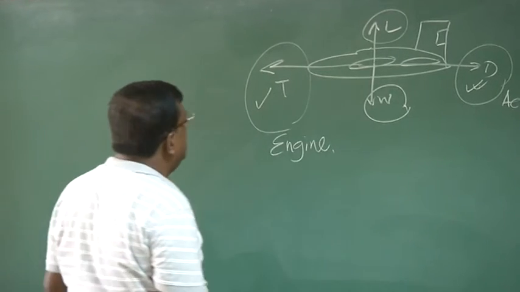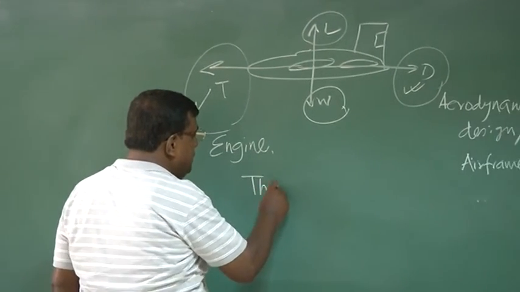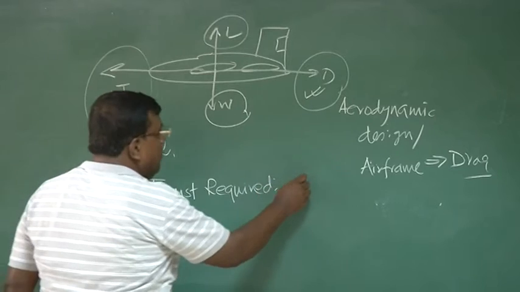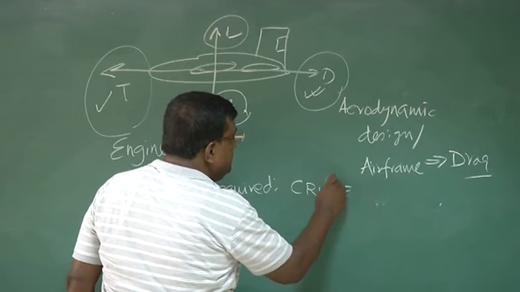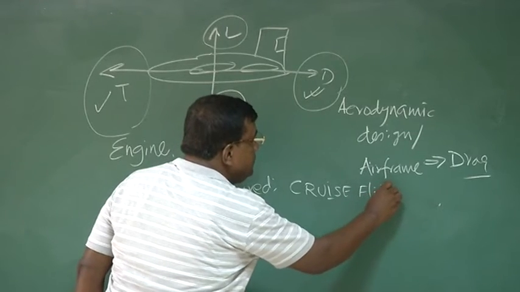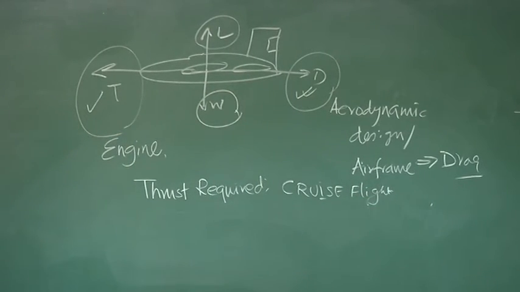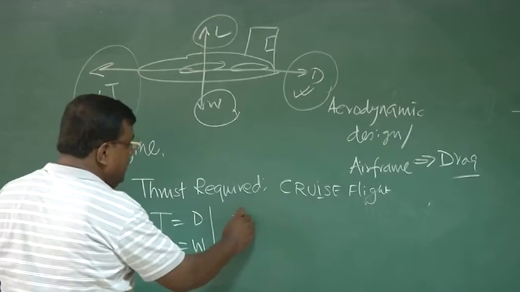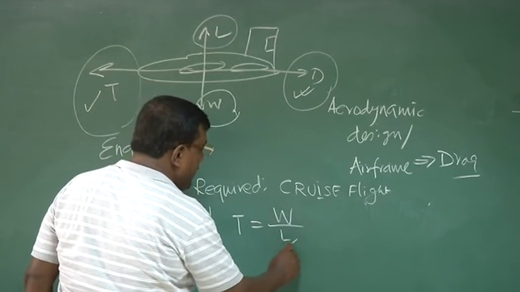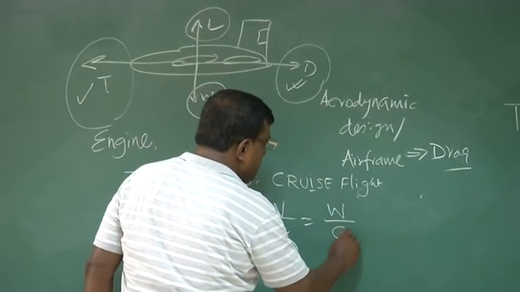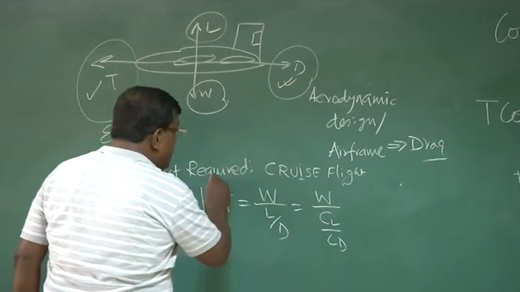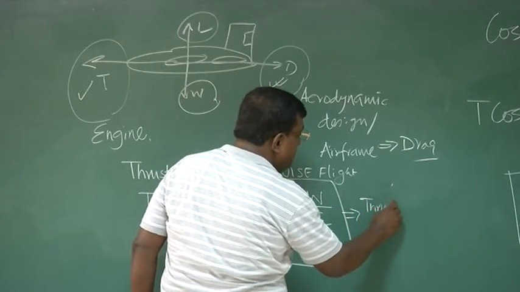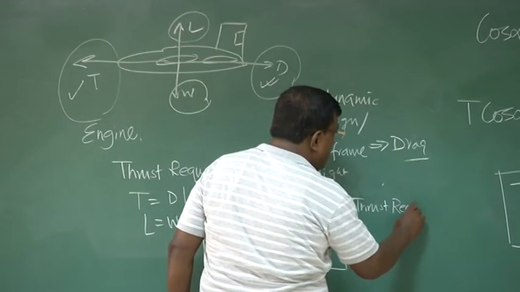Okay, now let us first try to understand what is the thrust required. We are talking about cruise flight. As I told you, these are very important equations, thrust equal to drag and lift equal to weight. So I can club them. I can write thrust equal to W by L by D. I can write that as W by CL by CD. This is an expression to get thrust required for cruise.